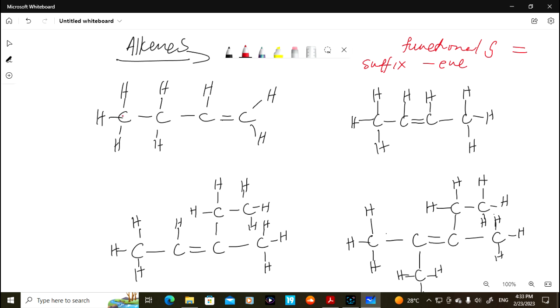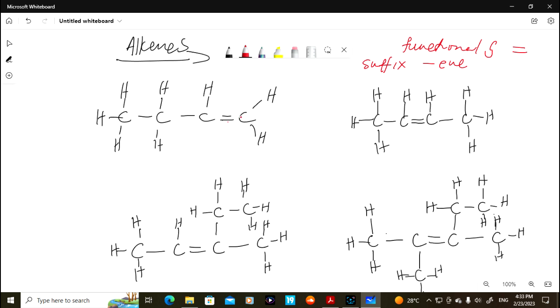So now let's start by naming this one. How do we name? First of all, we check our functional group. Our functional group is a double bond, which is an "ene". Then we check the longest chain that contains our functional group. Here we only have one chain, only one option. 1, 2, 3, 4.